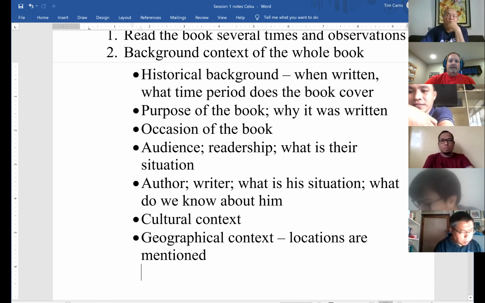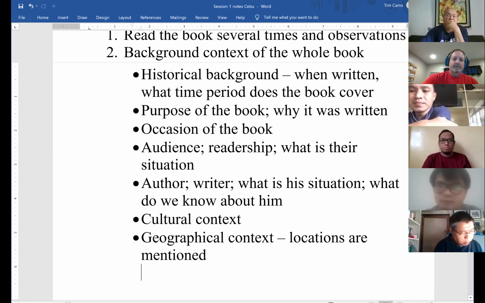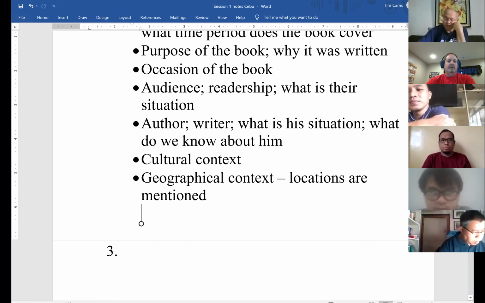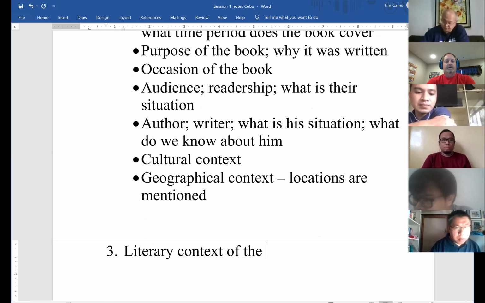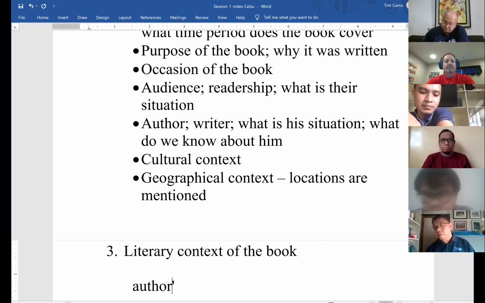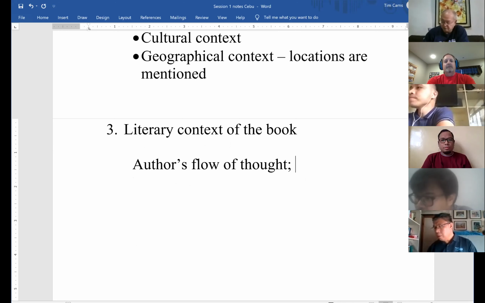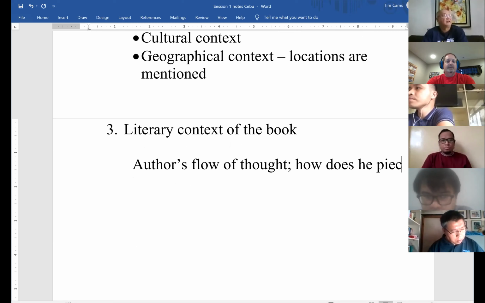So these are the kinds of things we're looking at in the book as a whole, the background context. Now, the third step is the literary context of the book. If you remember, the key phrase here is that we're trying to understand the author's flow of thought. How does he piece together the book?